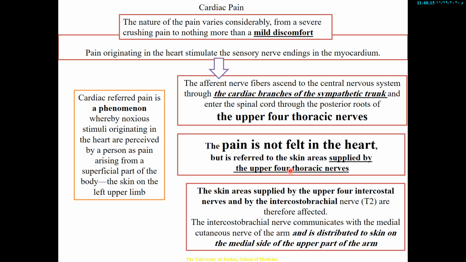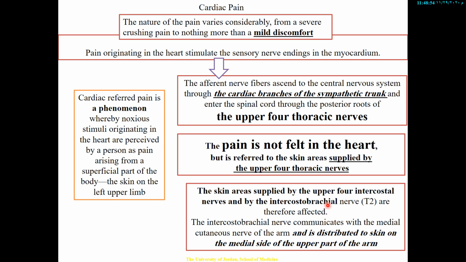So the patient would come complaining about pain in the upper part of the chest, and of course there are some connections, and we need to explain this on an anatomical basis, not anything else. The skin areas supplied by the upper four intercostal nerves that we mentioned, and by the intercostobrachial nerve, which is a nerve from T2, are therefore affected.